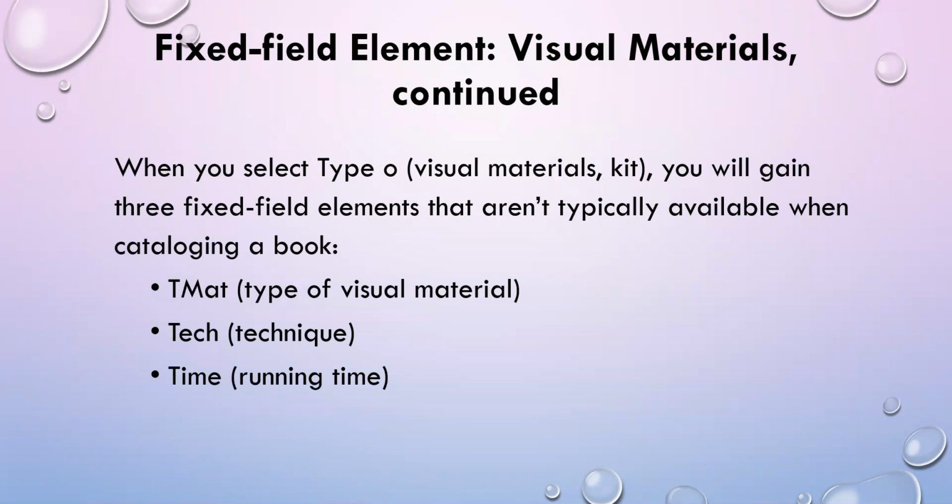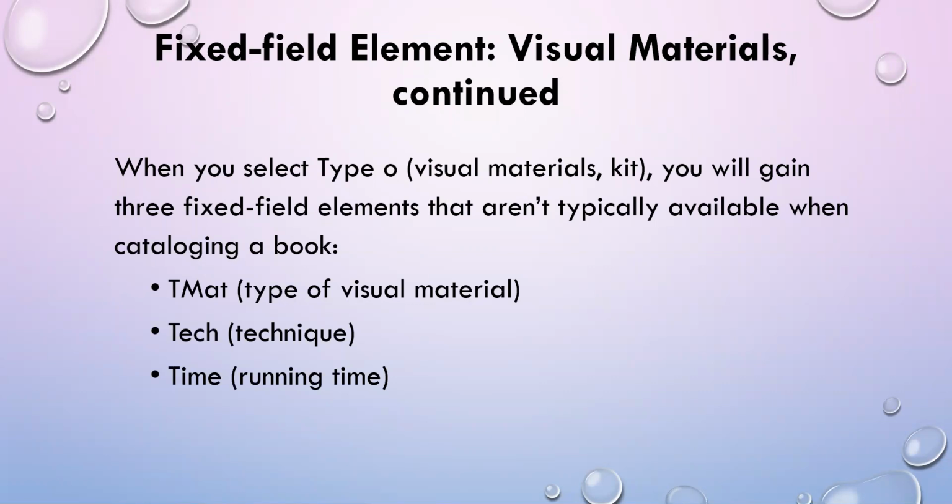When you select type o, visual materials kit, you will gain 3 fixed field elements that aren't typically available when cataloging a book. Fixed field elements TMAT, tech, and time here should be coded for the kit record as a whole. Fixed field elements for the individual components, video, sound recording, book, etc. are coded in the 006s.